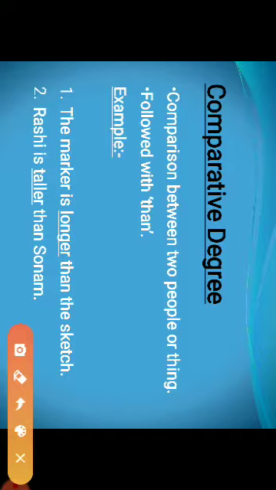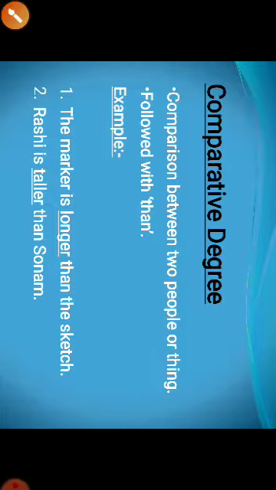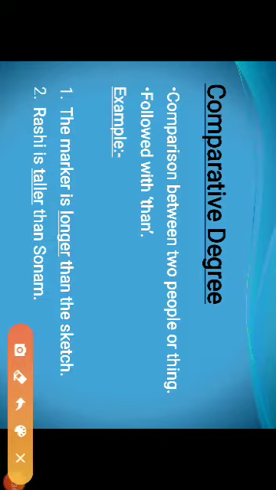Good. Now next comes the comparative degree. Now what happens in comparative degree? We are doing the comparison between two people or things. Always remember, in comparative degree we are doing the comparison between two people or things and it is followed by the word than. It is always followed by the word than.